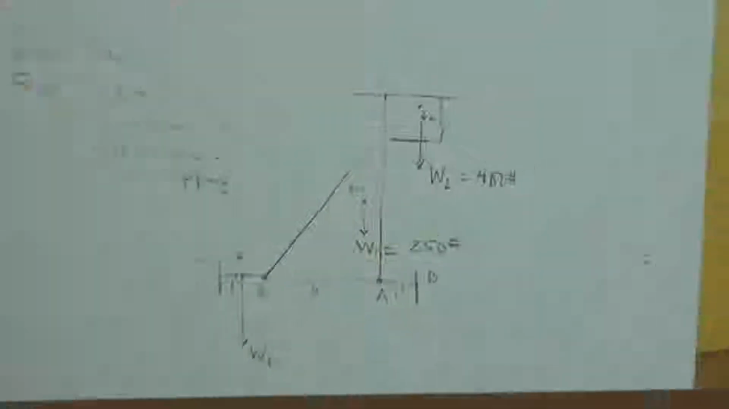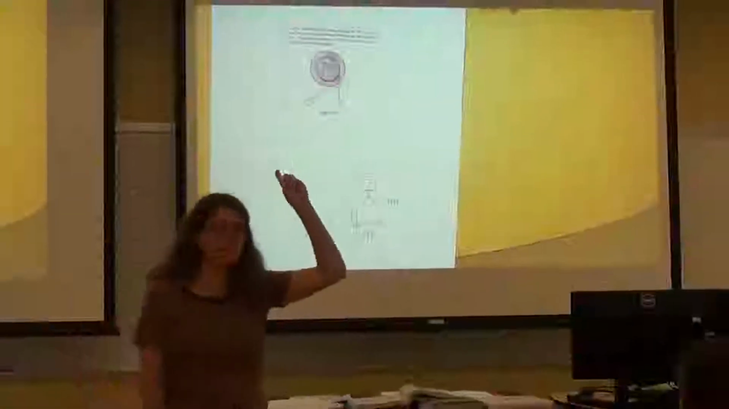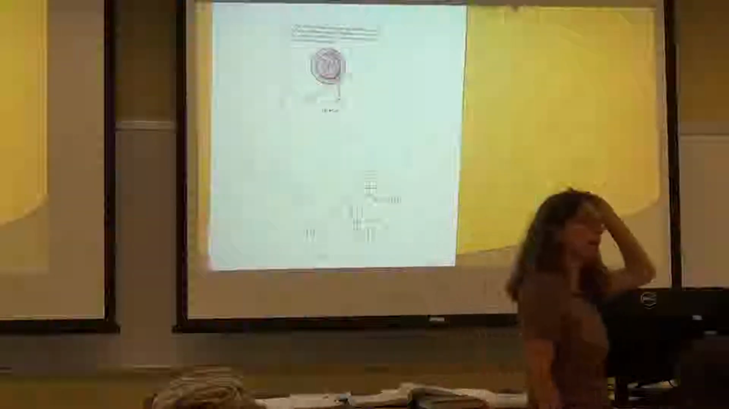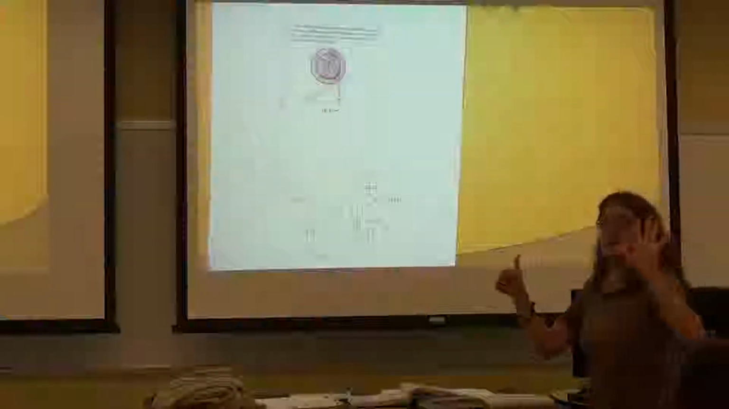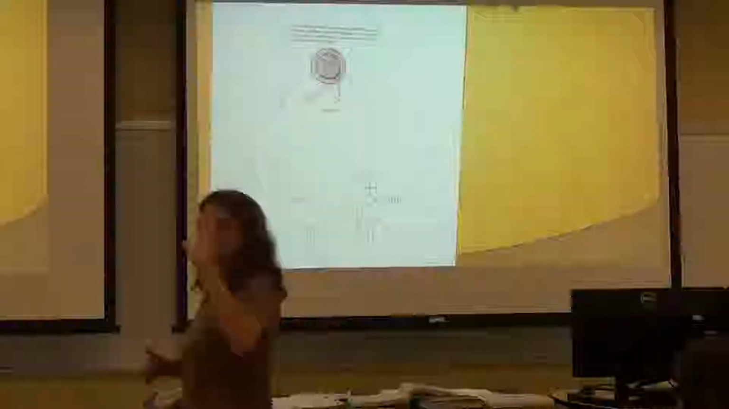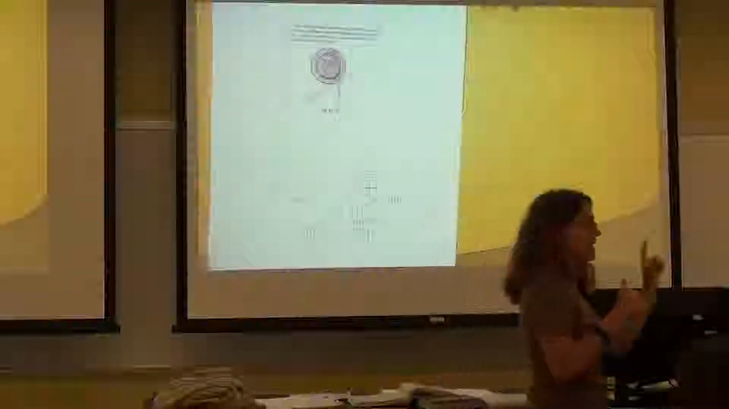For a 2D body, how many equations? 3, right? And what are they? Sum of the forces in x, sum of the forces in y, sum of the moments in z. Okay. 3D, how many equations do I have? 6. Sum of the force equations in x, y, and z, and the sum of the moments equations in x, y, and z.